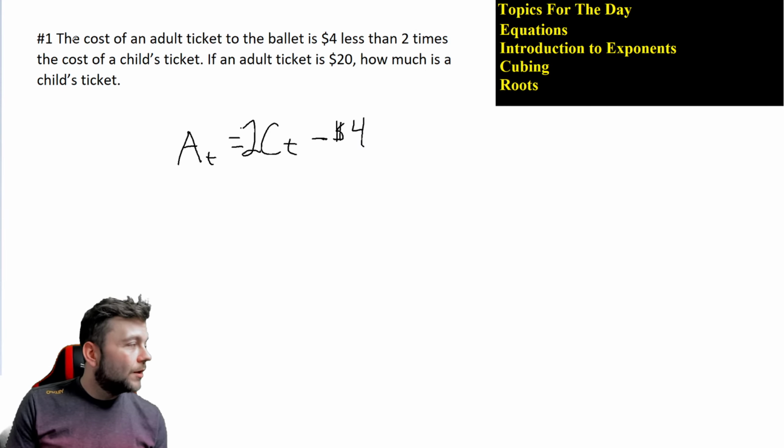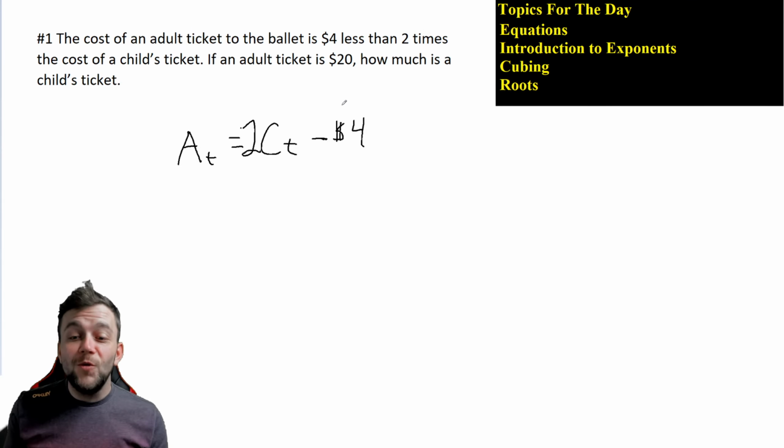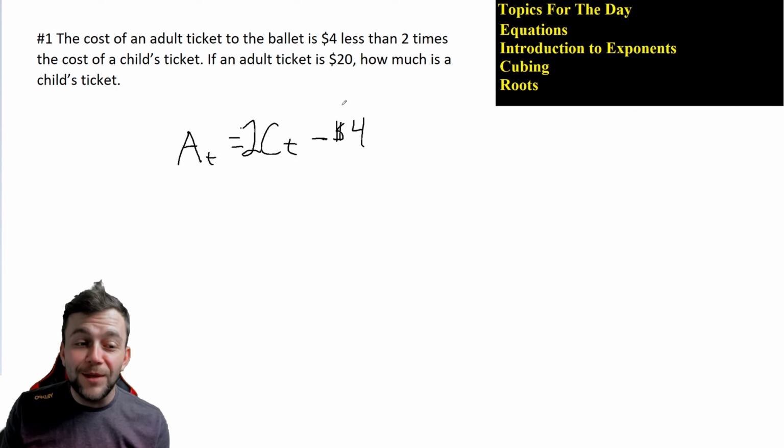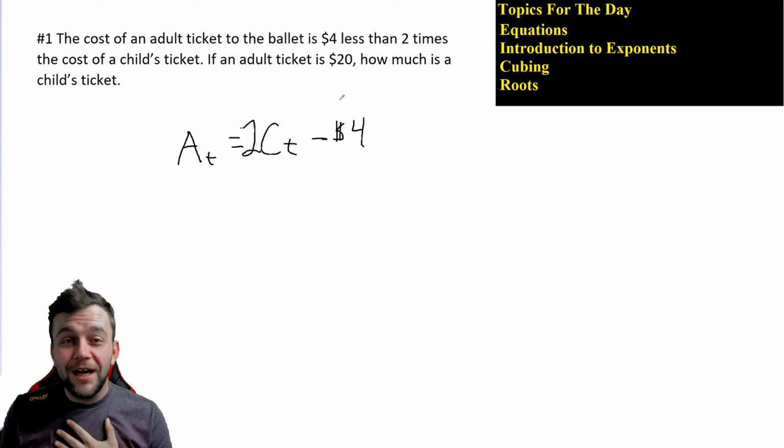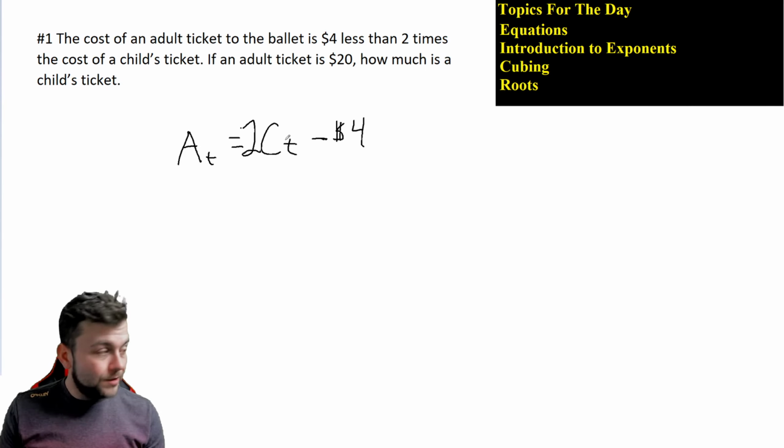So, the cost of an adult ticket to the ballet is $4 less than 2 times the cost. Oh, do you know what? I've made a huge mistake, actually, and I'm really happy I'm able to show you this, because even I can make mistakes when it comes to math. So we need to back this all the way up.